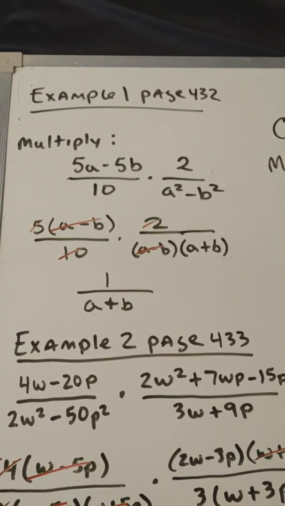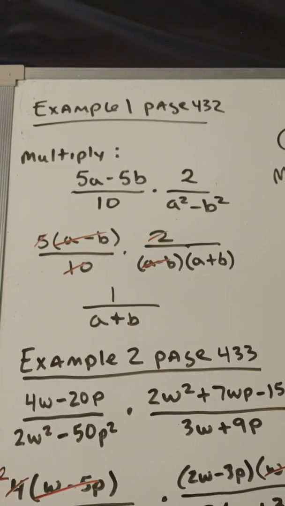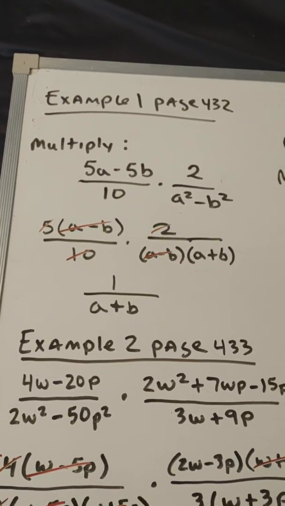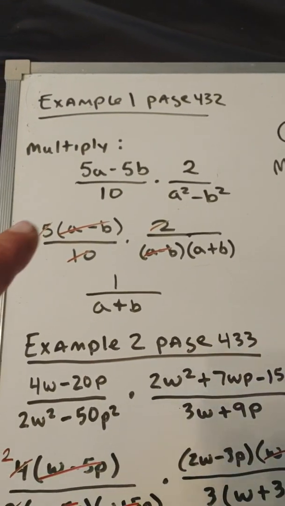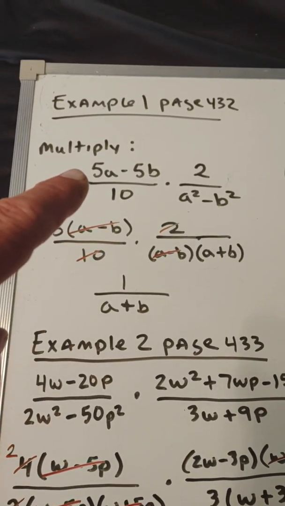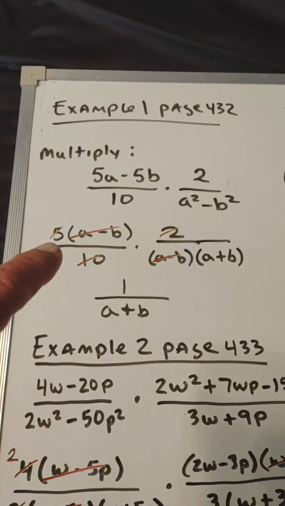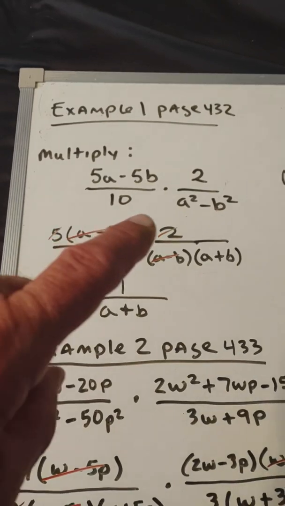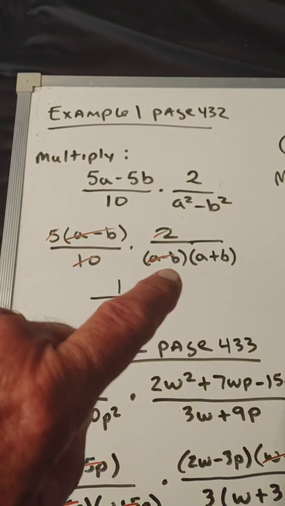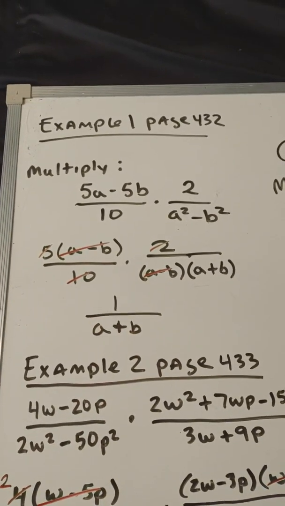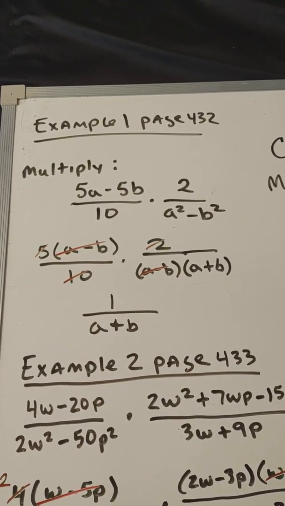So if you look at example 1, page 432, you see 5a minus 5b over 10 times 2 over a squared minus b squared. Well, the first thing we notice is that 5a minus 5b, we can greatest common factor out a 5. Second thing we notice is that a squared minus b squared is a difference of squares, so we can make it a minus b times a plus b.